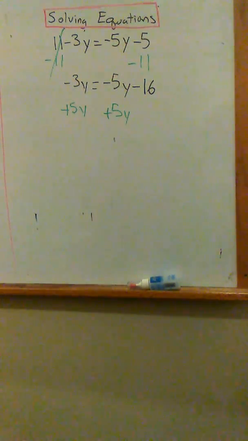Not one side. Add 5y to both sides. Some of you might get tired of hearing that, but if you add it to one side, you get your problem wrong, and then you get upset. So add 5y to both sides. So negative 5y plus 5y, how much is that? Nada, right? Okay, so negative 3y plus 5y, how much is that?